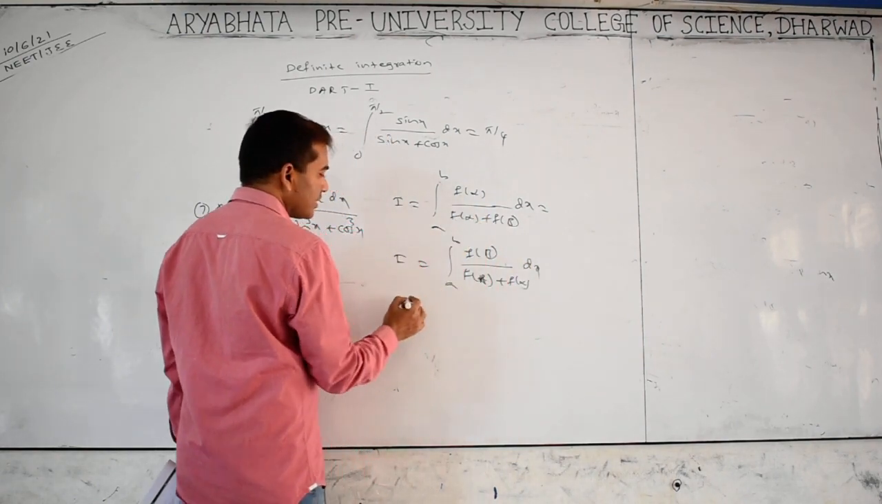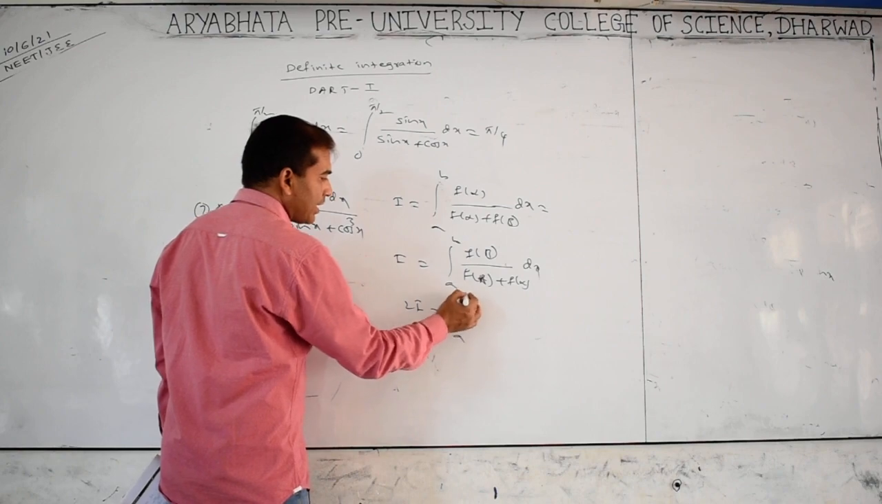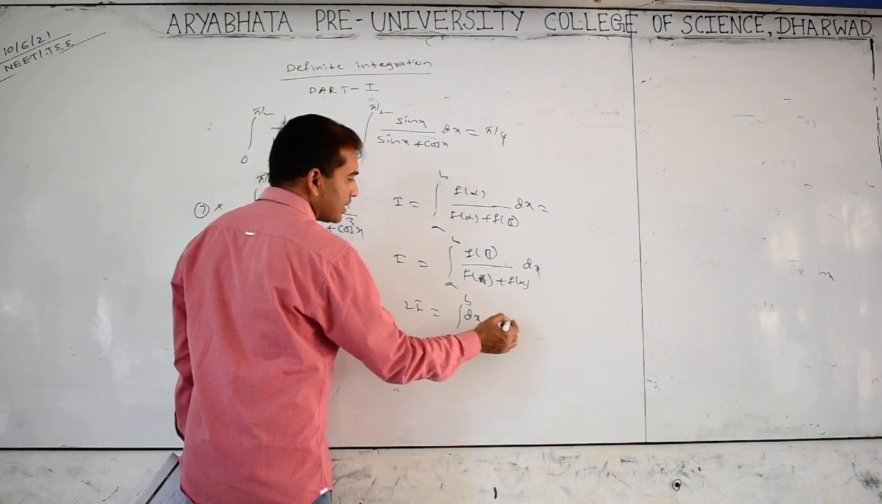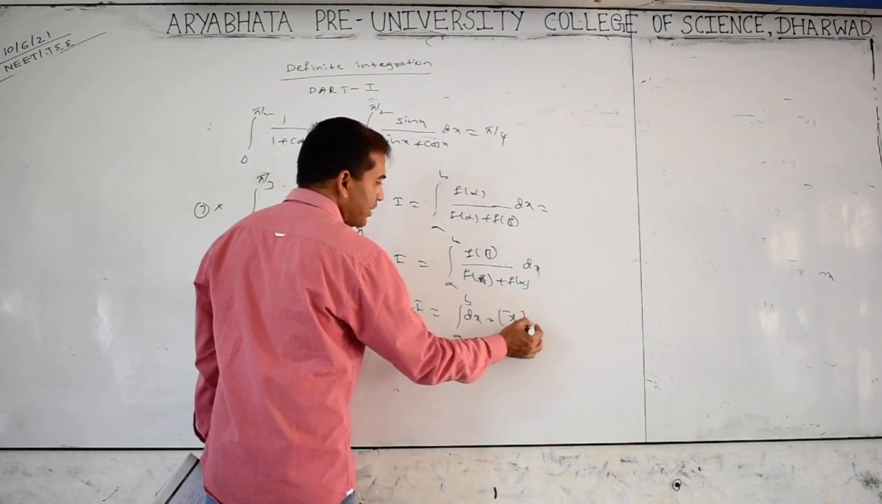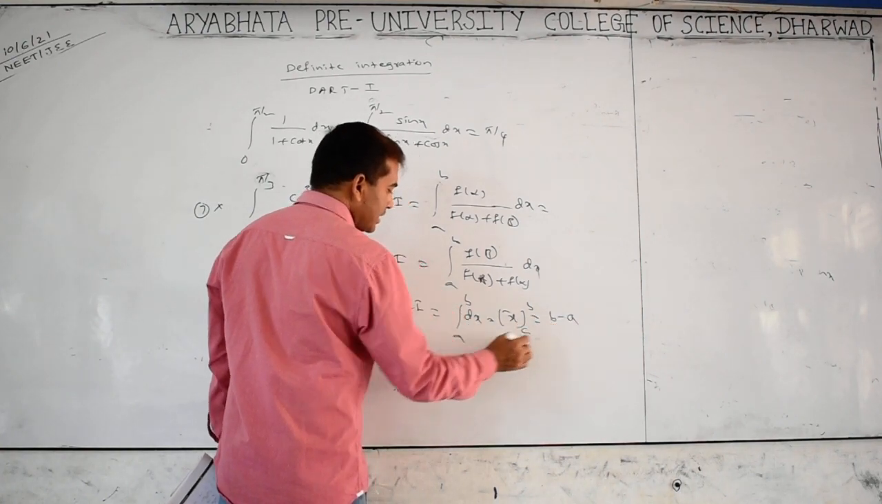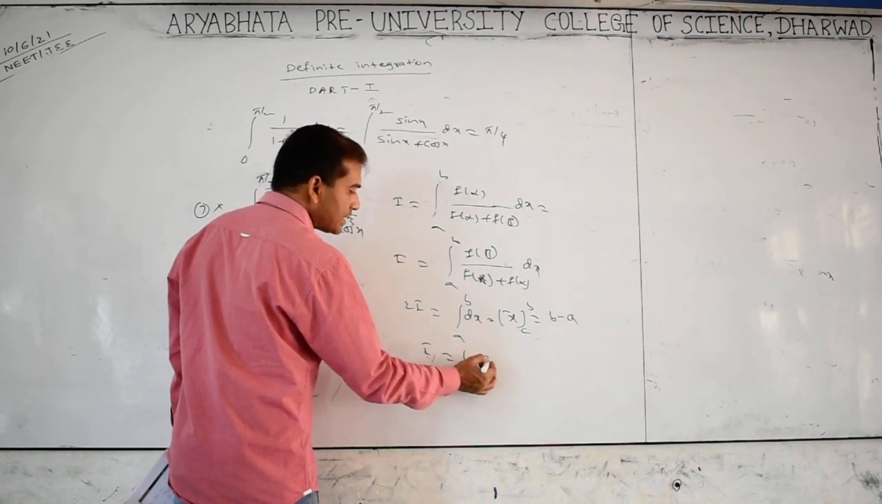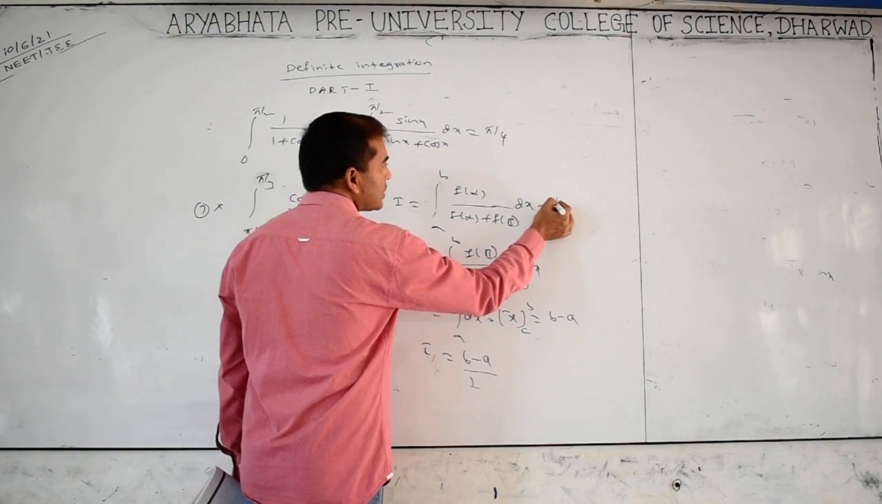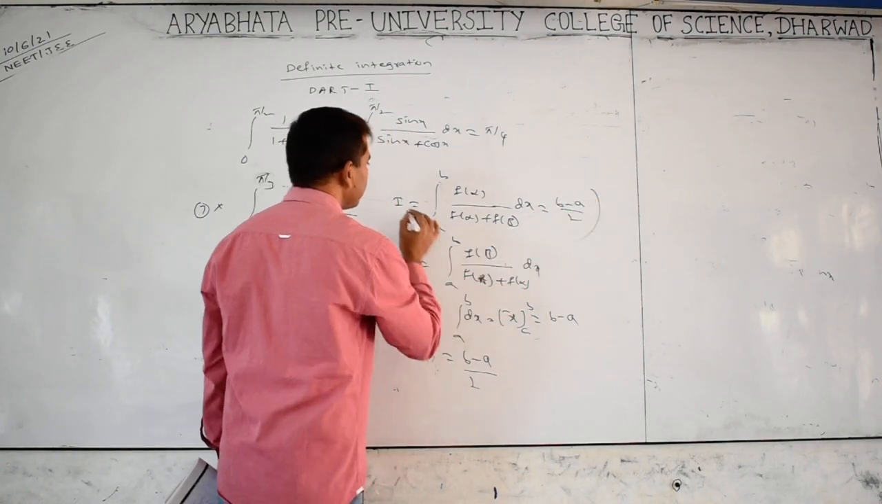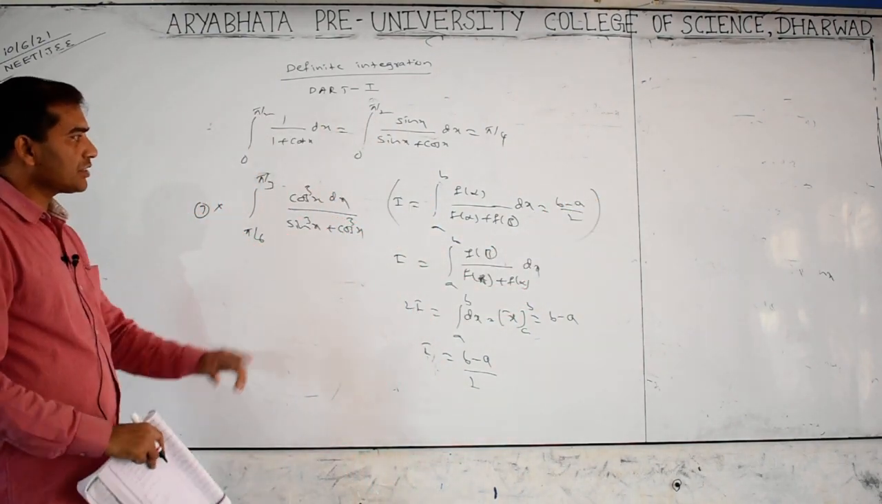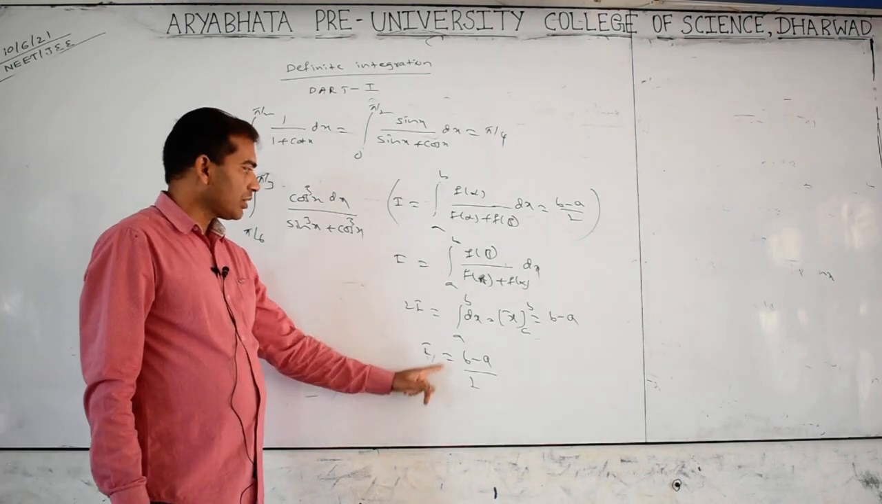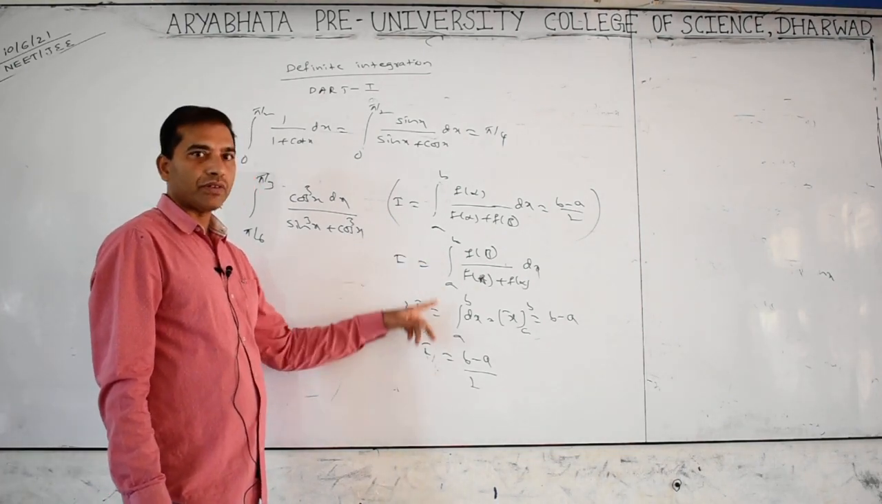When you add this, both numerator and denominator will be cancelled, and you will get 1 dx. That means x limits a to b, upper limit b minus a, so the answer is (b minus a) by 2. This is the shortcut, (b minus a) by 2. When you forget the shortcut, then you go through it like this. I have done this also within 1 minute only.